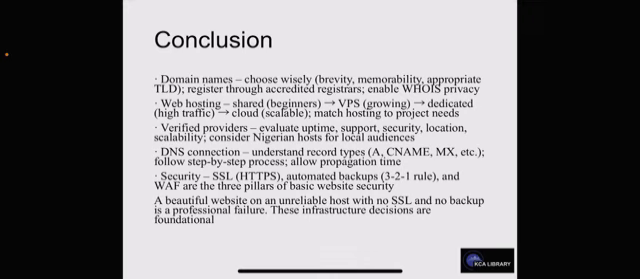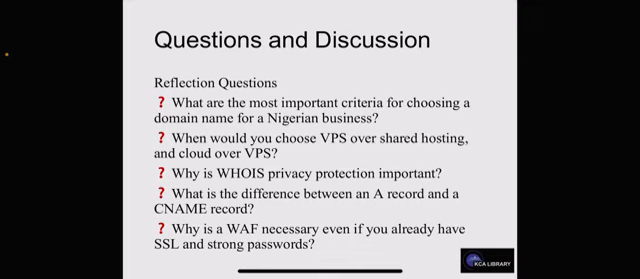We also looked at the DNS connection, which requires us to understand record types, where we have the A, CNAME, MX, etc., and to follow the step-by-step process and allow propagation time. For security, SSL, automated backups with the 3-2-1 rule, which we should not forget, and WAF are the 3 pillars of basic website security. Now, a basic website on an unreliable host with no SSL and no backup is a professional failure. These infrastructure decisions are foundational and need to be made.